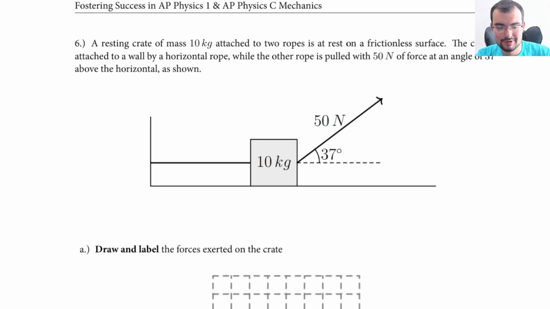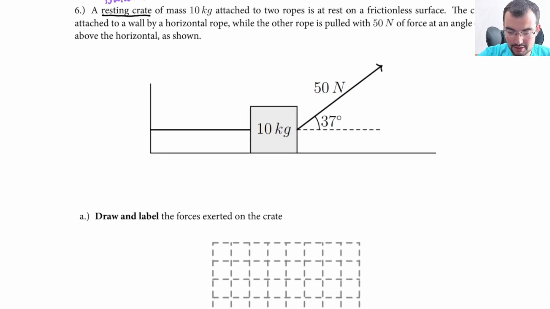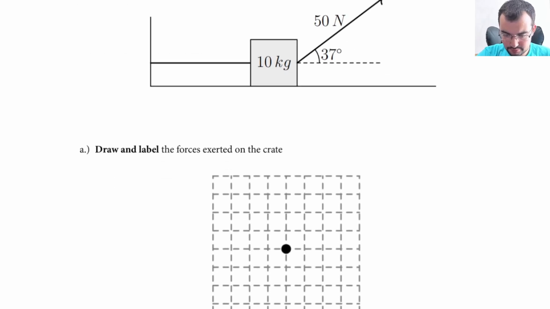It's back. Okay, so we have a crate that's resting on the ground. Resting crate. So this means balanced. Thank you. I've been doing that in purple. Purple. Balanced. A resting crate is on the ground. There are 2 ropes attempting to pull the crate, but it is at rest, so nothing is happening. So, what are the forces exerted on the crate?